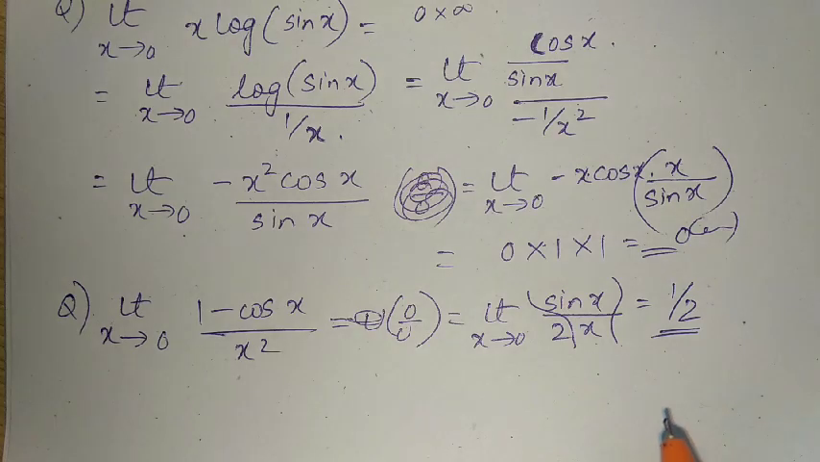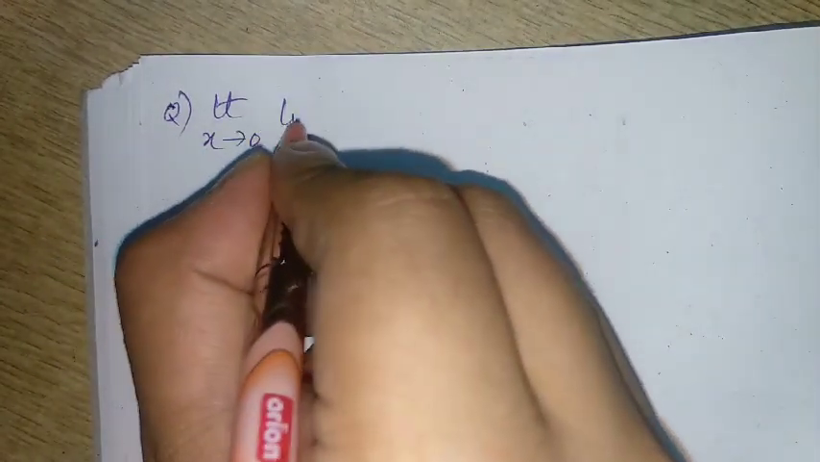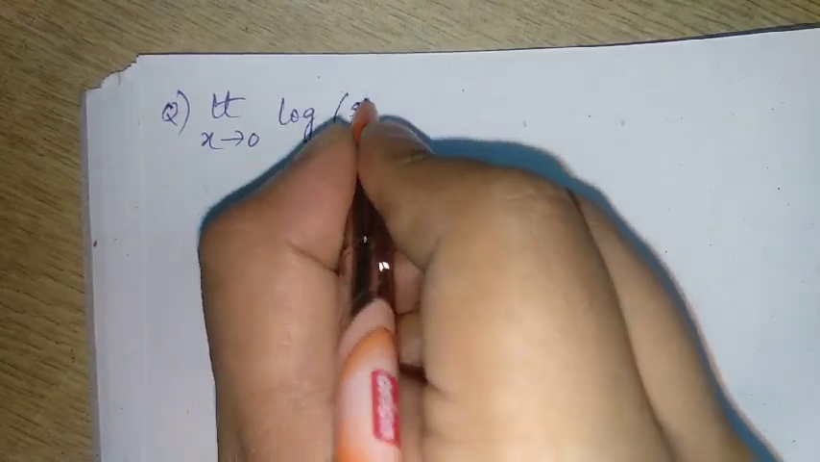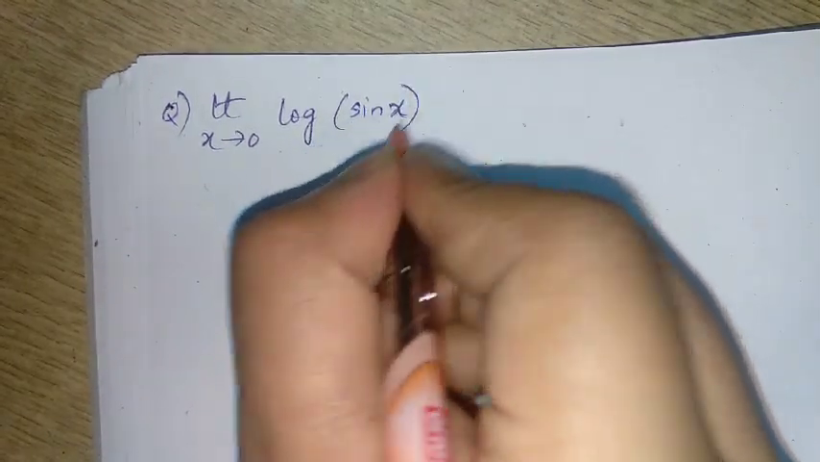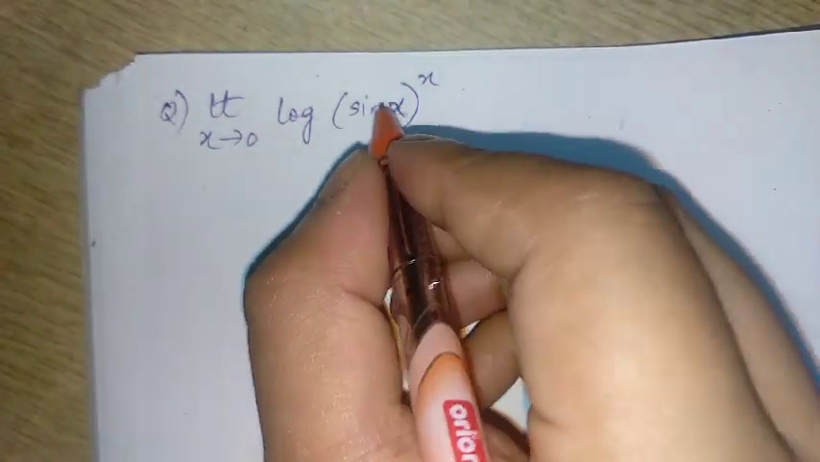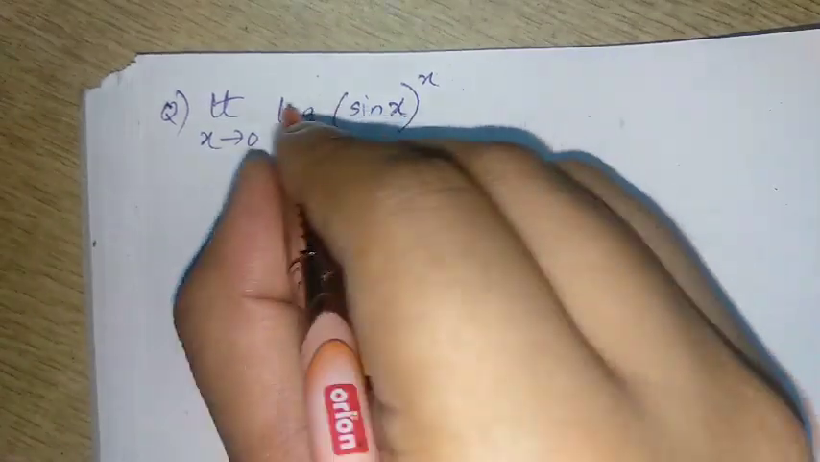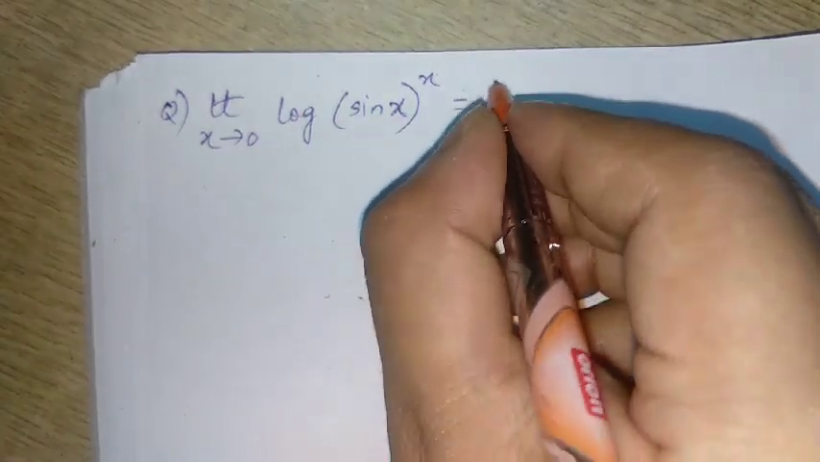Okay, and the final question is limit x tends to 0, log of sin x to the power x. Okay, so how to solve this question? You see, 0 to the power 0. So what we will do, we will take the log outside. This is one property that we can use.